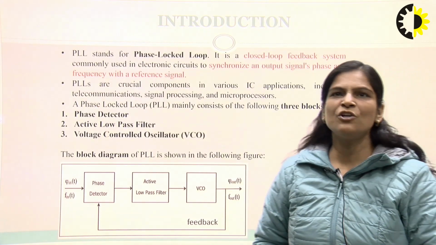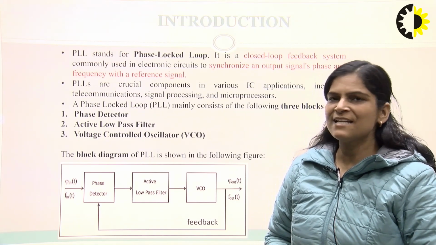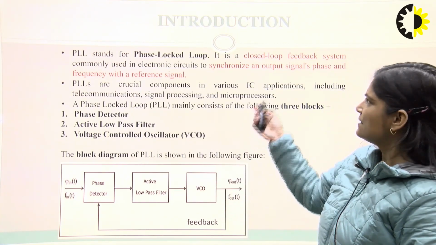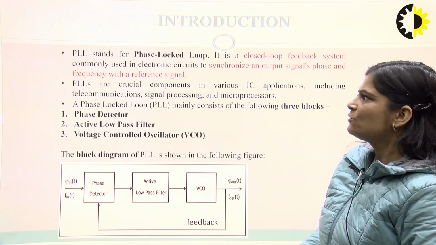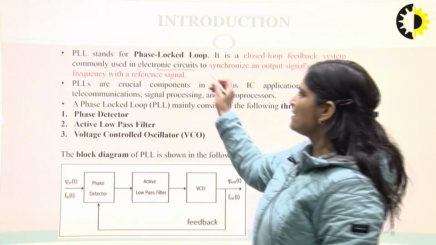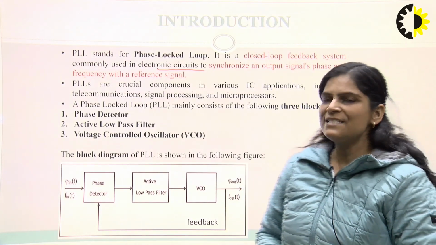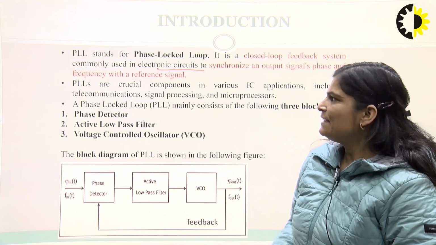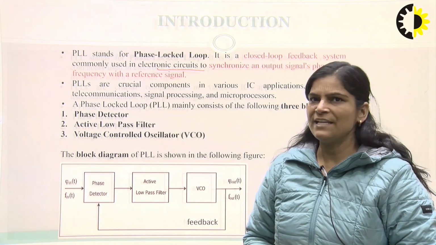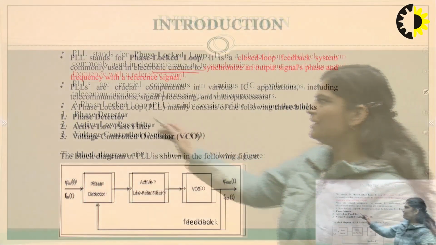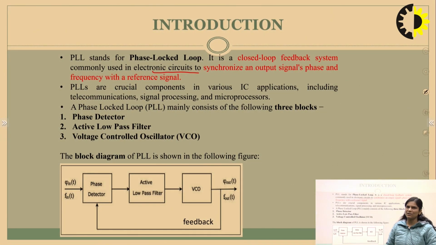First, what do you mean by PLL? PLL stands for phase lock loop. It is a closed loop feedback system commonly used in electronic circuits to synchronize an output signal's phase and frequency with the reference signal. PLLs are crucial components in various IC applications including telecommunications, signal processing and microprocessors. A phase lock loop mainly consists of a phase detector, active low pass filter and VCO. VCO stands for voltage controlled oscillator.